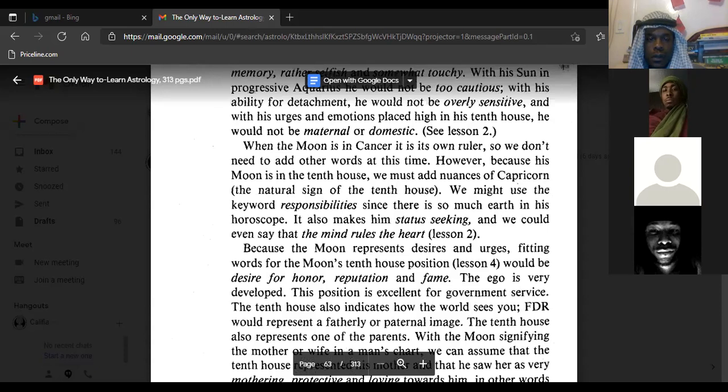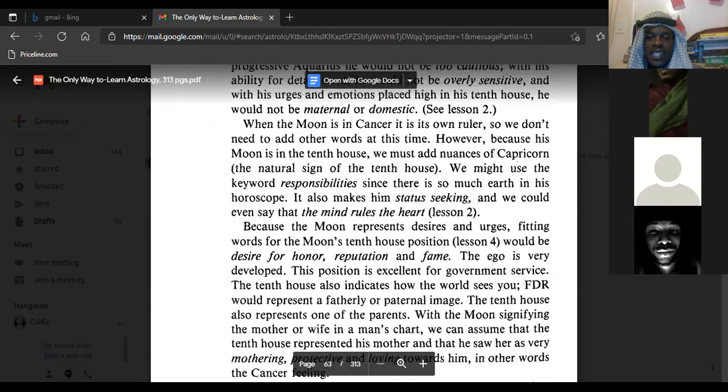See lesson 2. When the moon is in Cancer, it is its own ruler. So we don't need to add other words at this time. However, because his moon is in the 10th house, we must add nuances of Capricorn, the natural sign of the 10th house. We might use the keyword responsibilities since there is so much earth in his horoscope. It also makes him status seeking. And we could even say that the mind rules the heart. See lesson 2. Because the moon represents desire and urges, fitting words for the moon's 10th house position, see lesson 4, would be desire for honor, reputation, and fame.